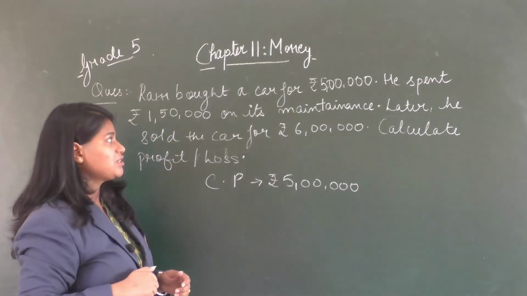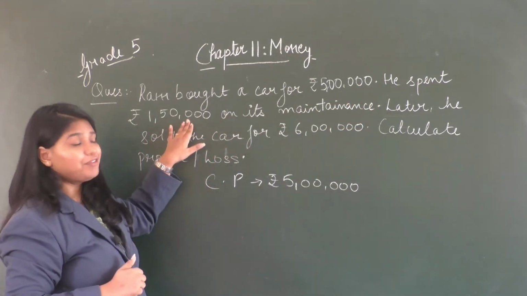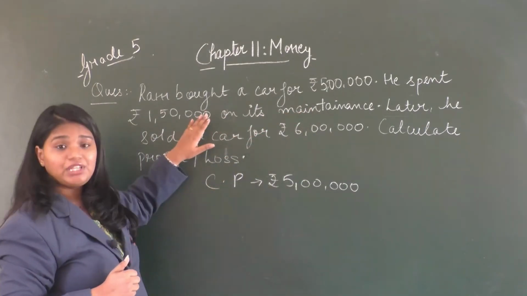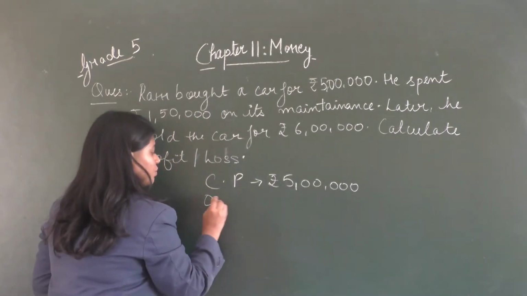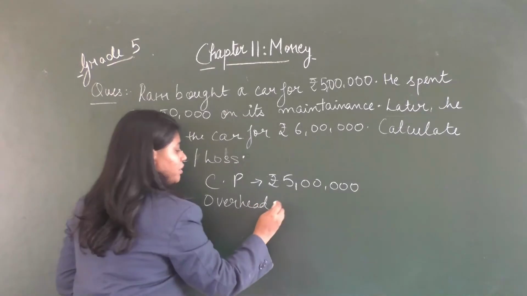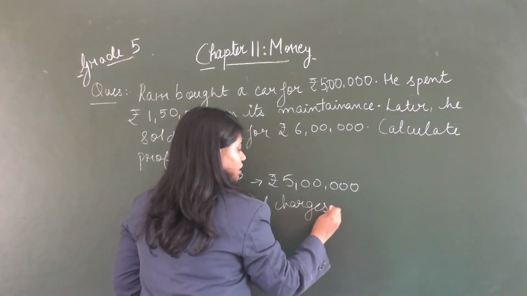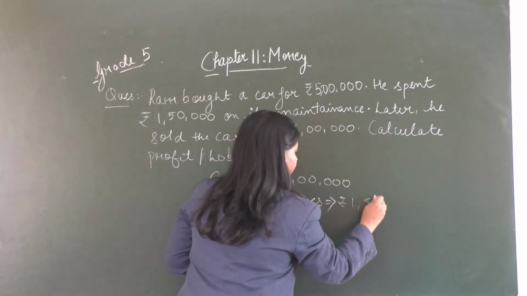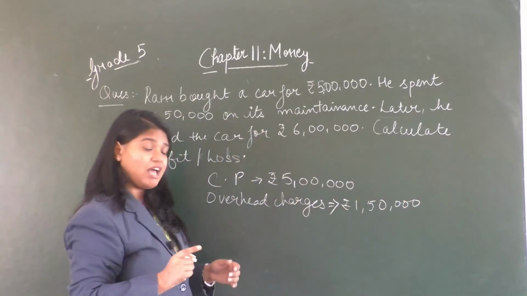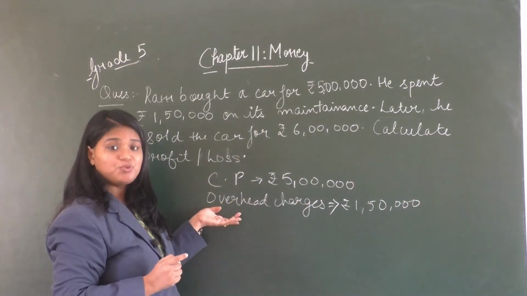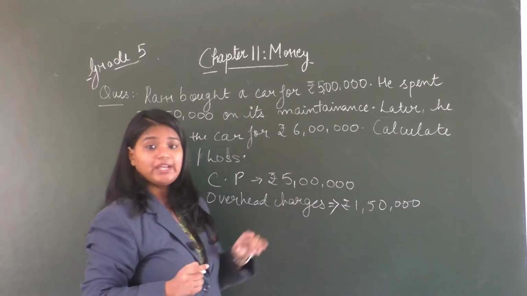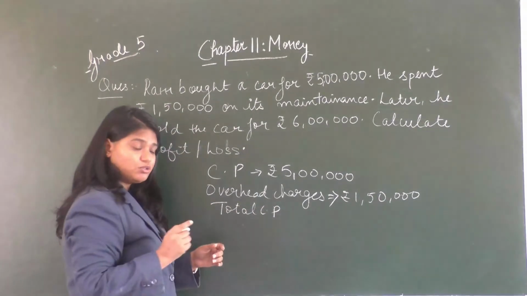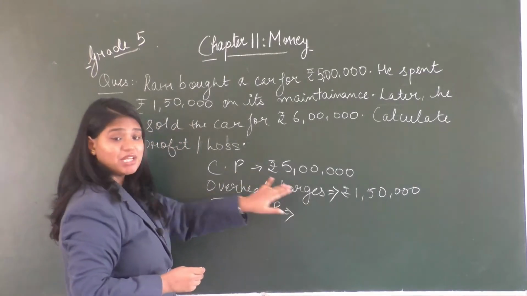Let's read the next part of the question. He spent rupees 1,50,000 on its maintenance. Maintenance, that means he had spent 1,50,000 as the overhead charges. So you will mention overhead charges is equal to rupees 1,50,000. So when we have CP and overhead charges, we need to add the two amounts to get the total CP. So you will write total cost price or total CP is equal to CP plus the overhead charges.